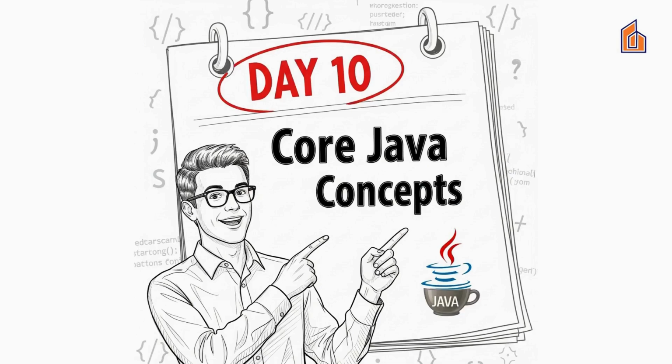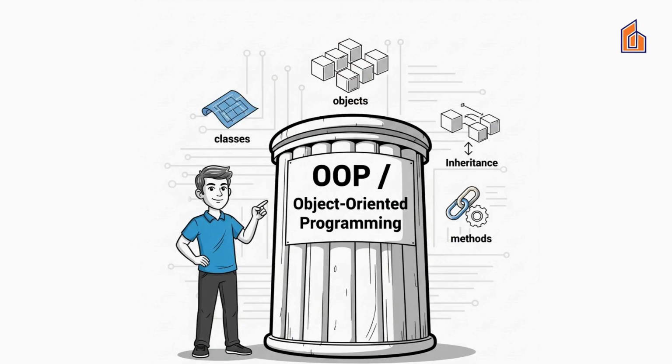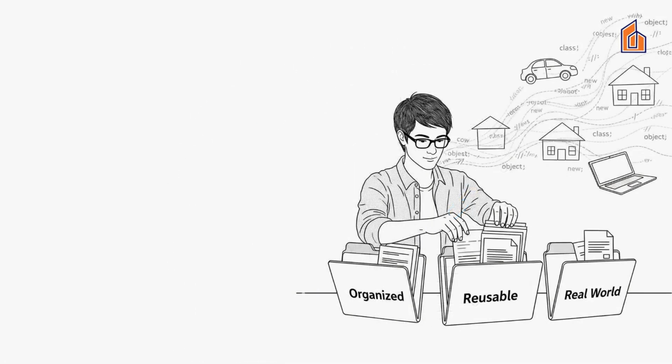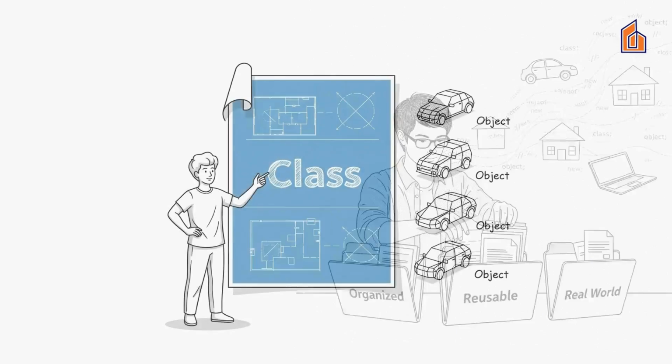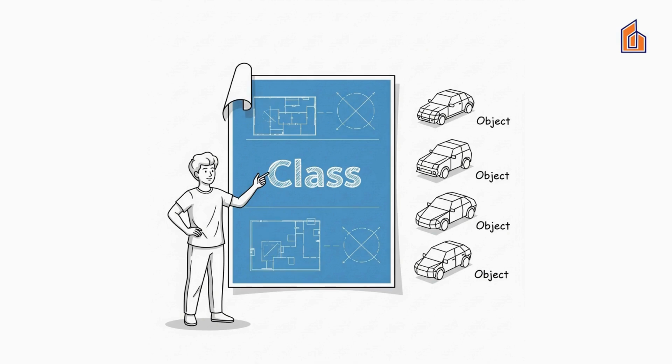Welcome back, everyone. Today is day 10, and we are starting with one of the most important pillars of Java programming, that is object oriented programming, or OOP. OOP makes programming more organized, reusable, and closer to how things work in the real world. And the very first concept we will explore are classes and objects.